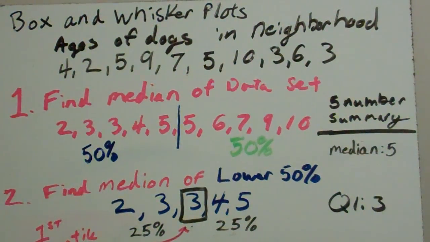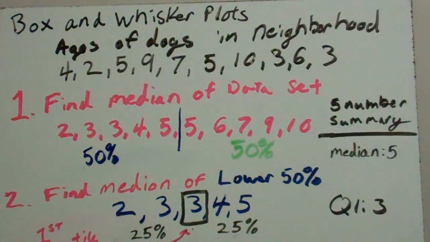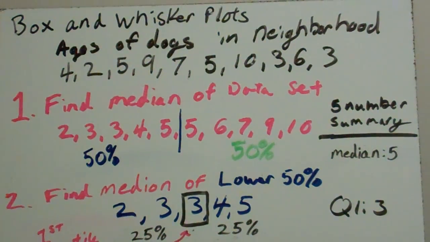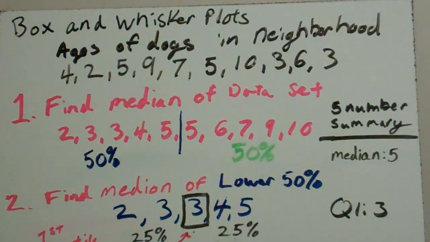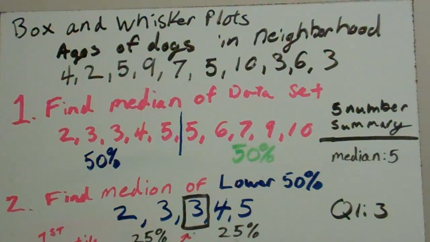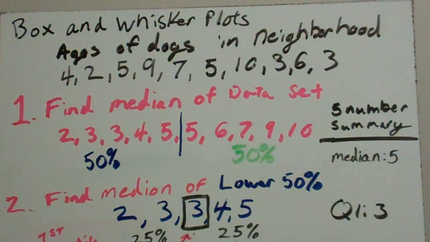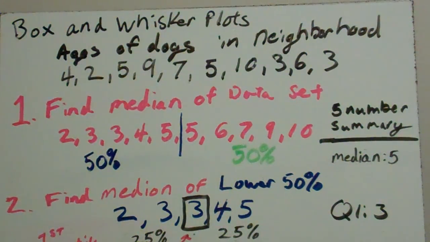Alright guys, today we're going to talk about box and whisker plots. Box and whisker plots are a really neat way to represent data. They may seem pretty complicated, but they're really not. I'm going to break it down for you in a couple of steps. So we're going to start off with looking at our data, which is the ages of dogs in the neighborhood.